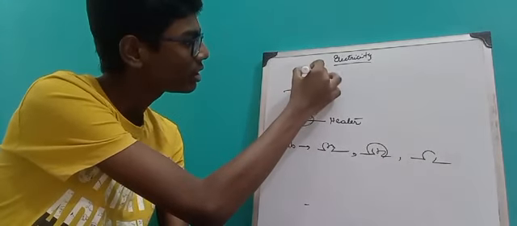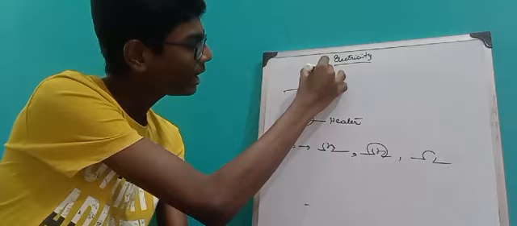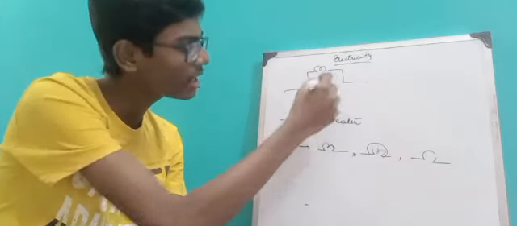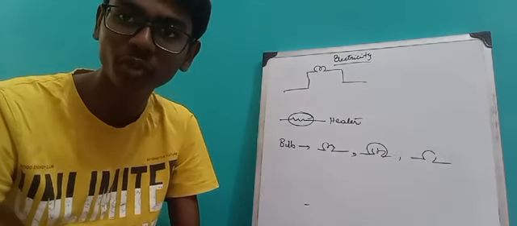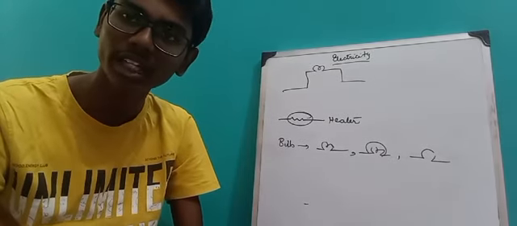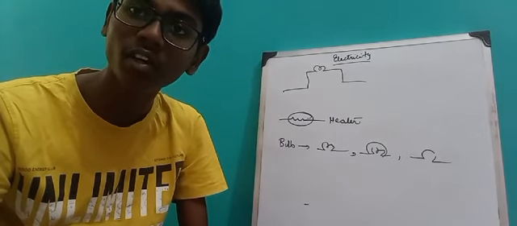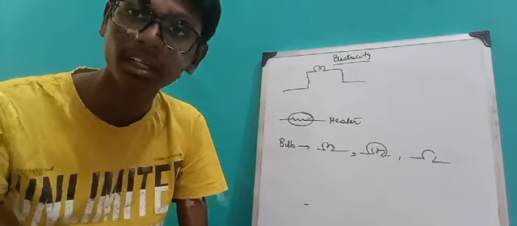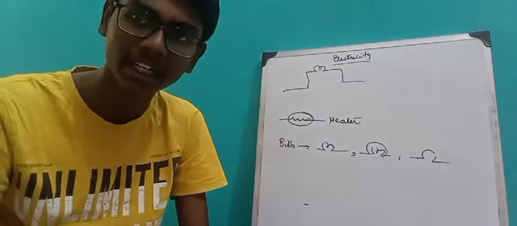Coming to the connecting wires: these lines, which are joining the bulb and everything, are your connecting wires. Because practically, if we want to do it, it will be through connecting wires. I'll give the link of my practical video also, where I have made simple circuits.